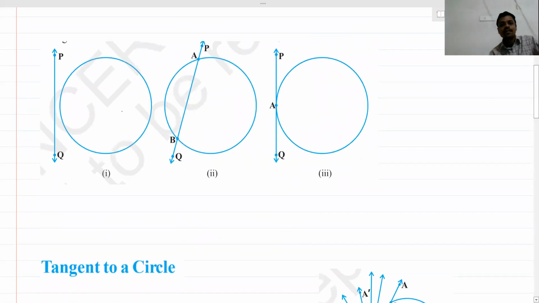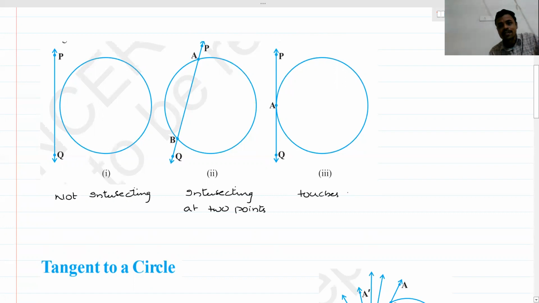Here we have the different positions of a line and a circle: the line not intersecting the circle, the line intersecting at two different points, and the line touching the circle at one point only. So these are the three cases over here.